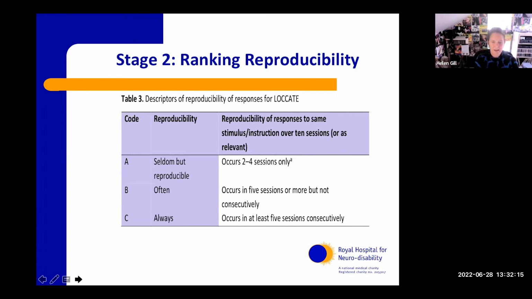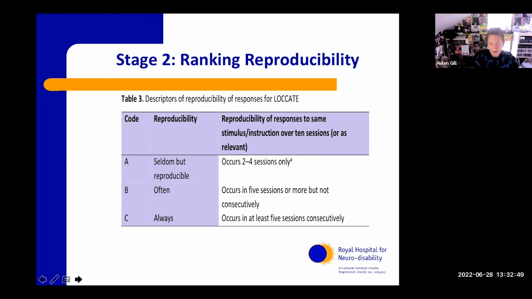And then C would be more consistent. So they're doing it always. In other words, they do it at least 5 sessions in a row, because here you're starting to pull out the fact that they can reproduce it. A lot of people talk about PDOC and say, oh, it's not consistent. Well, actually, consistency isn't really relevant. What is relevant is, is it reproducible, and how often is it reproducible? So this will give you much clearer information, saying, well, they've done it 7 out of the 10 times, for example, and they've been in a row.